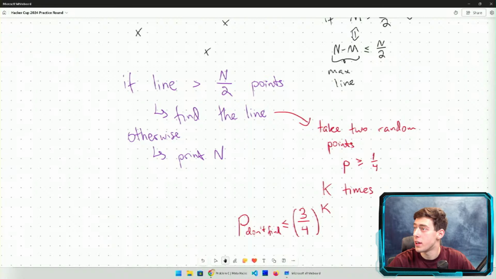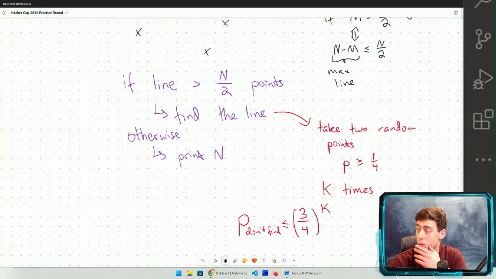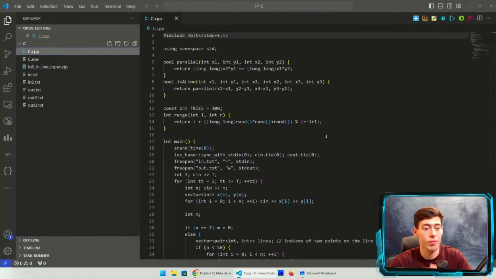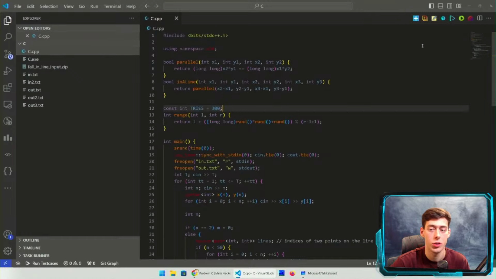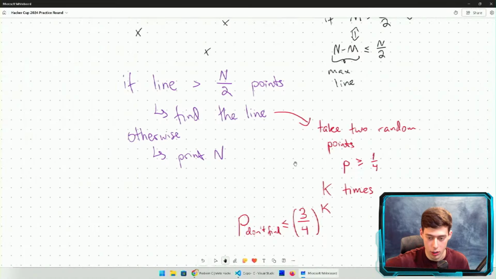Yeah, 300, the value of k I take. So I use 300 tries, and so this probability is 3/4 to the 300. The probability that you don't find the point is 3/4 to the 300, and that's tiny. That's not going to happen.